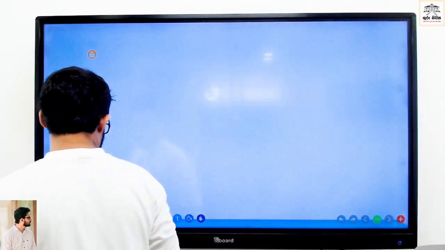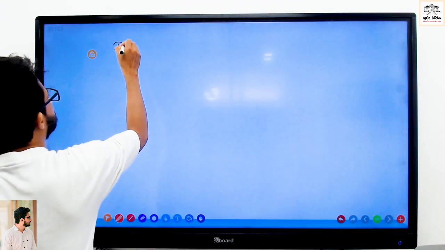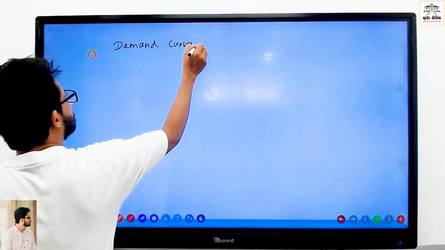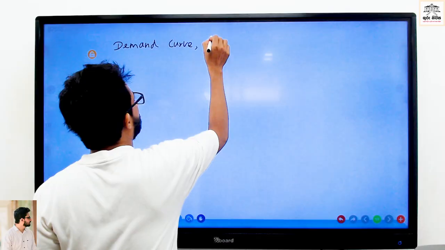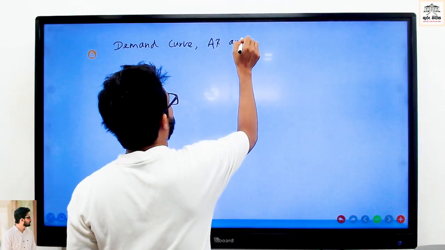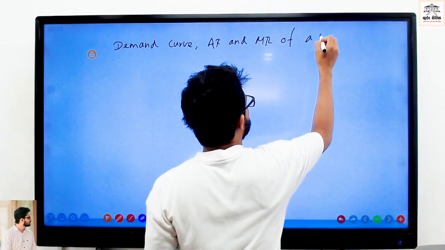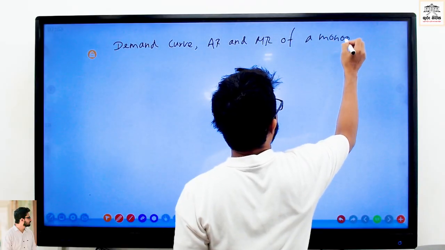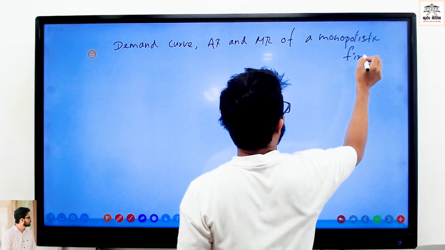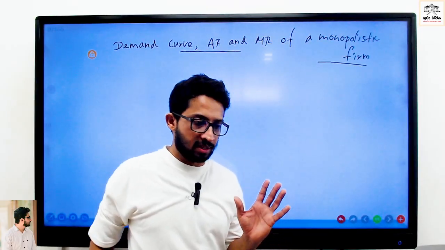Right. Remember, I'm going to talk about the demand curve, AR, AR means average revenue, and marginal revenue of a monopolistic firm. This is the simple theory point.